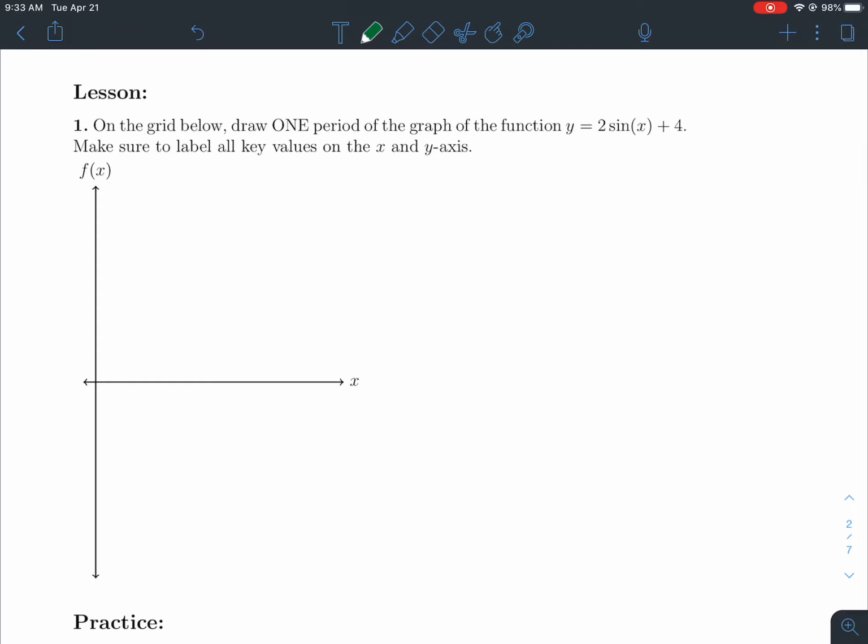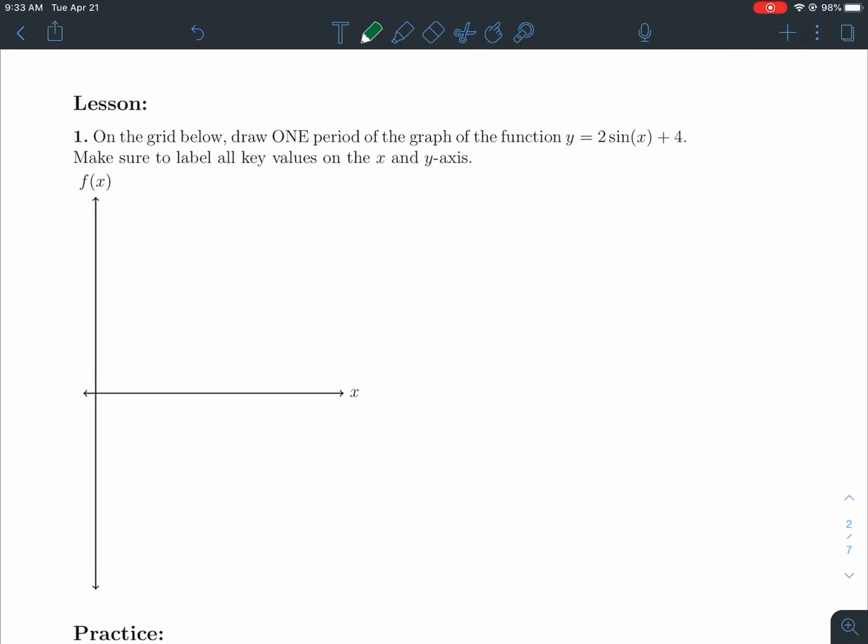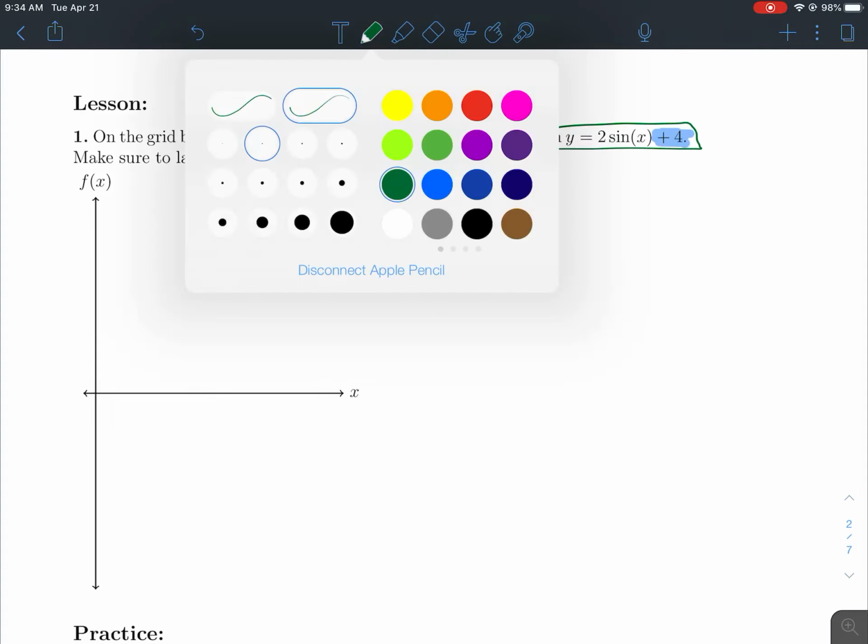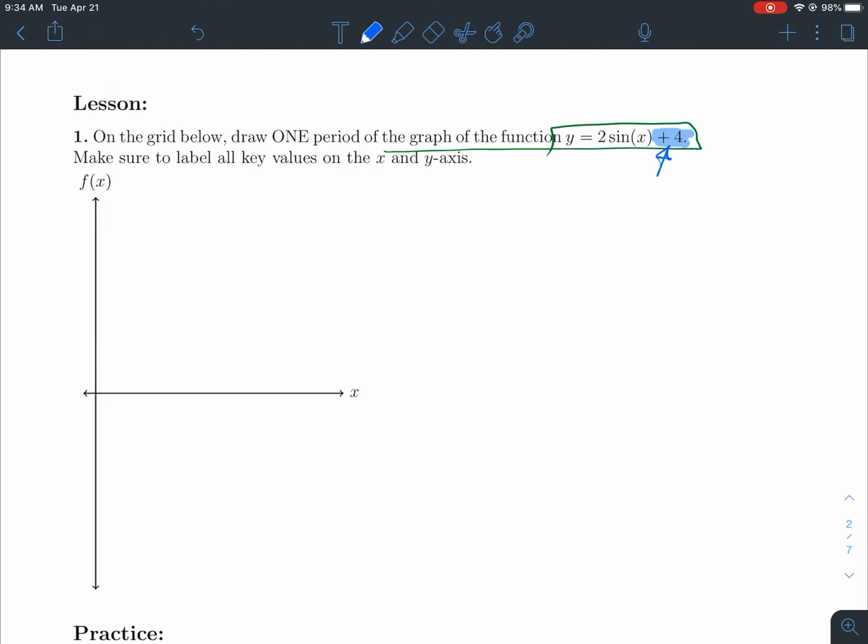All right, so the first thing that we're going to talk about is a problem like this one. On the grid below, draw one period of the graph of the function y equals 2 sine x plus 4. So you might think to yourself, well, what is different about this problem? Why isn't it part of the do now? Well, it's this plus 4 right here. So we're wondering, how does this plus 4 affect the graph?